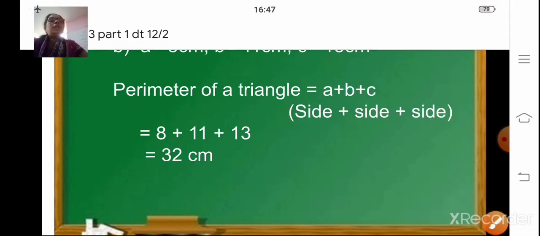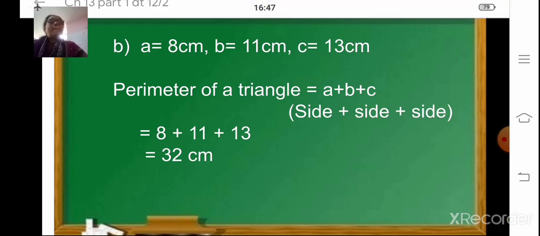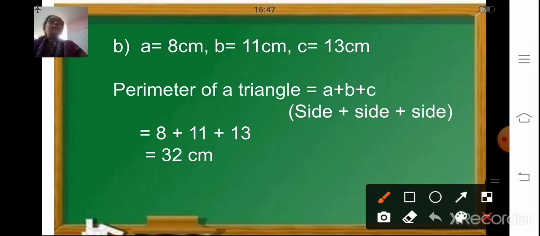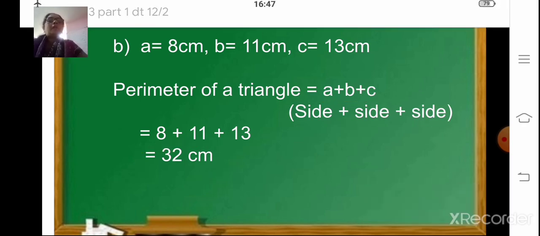Coming, just the working of the sum is shown here in this slide. Yes, the perimeter of a triangle is A plus B plus C. That means side plus side plus side. So A is 8 centimeter, B is 11 centimeter and C is 13 centimeter. Now when you add all the three sides, your answer is 32 centimeter. Coming to the next sum.